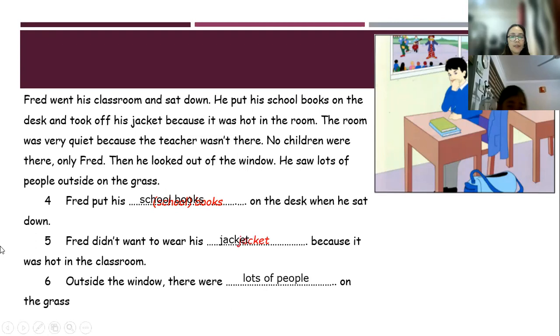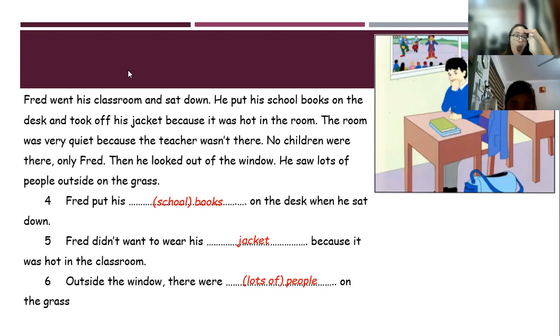Okay. Fred went to his classroom and sat down. He put his school books on the desk and took off his jacket because it was hot in the room. The room was very quiet because the teacher wasn't there. No children were there, only Fred. Then he looked out of the window. Then he saw lots of people outside on the grass. So can you read number 4, baby?